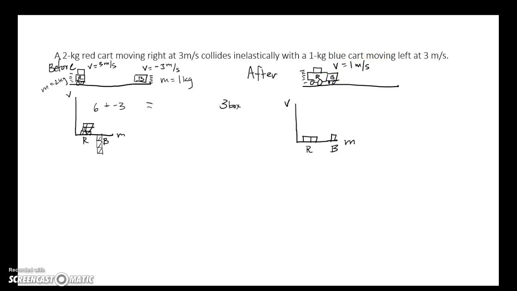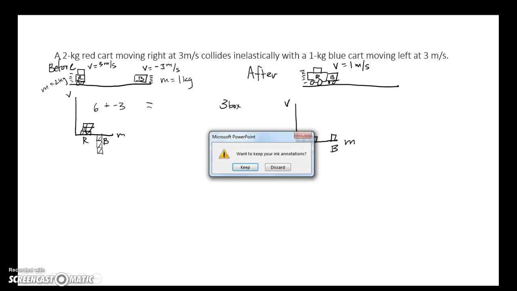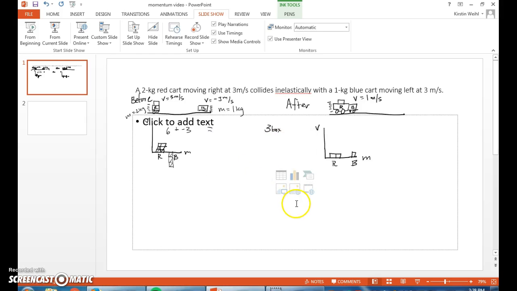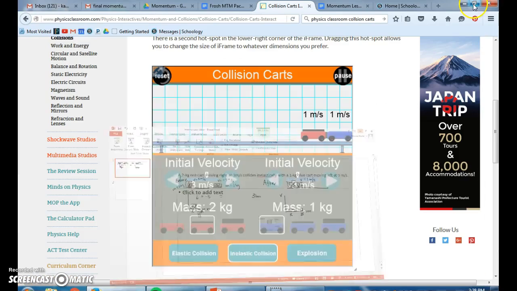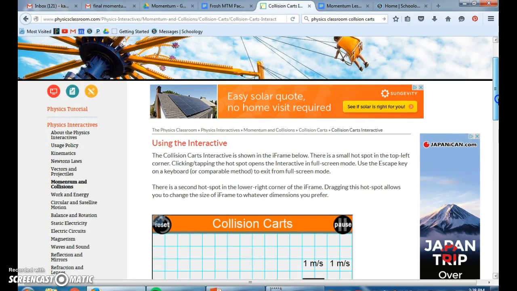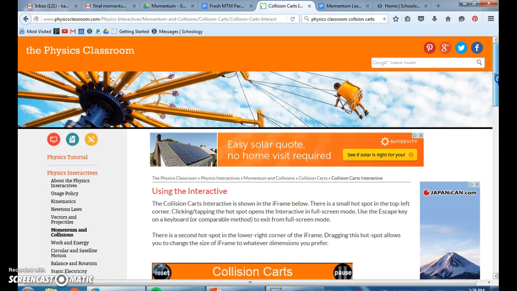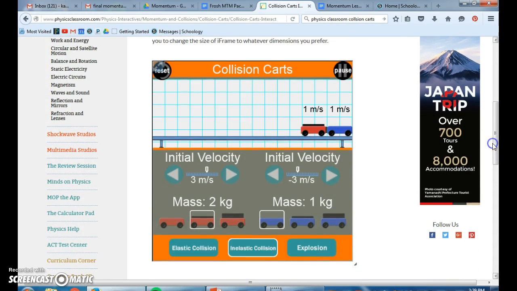So let's take a look whether or not this is what we would see in the actual simulation. So what I'm going to have you do is I'm going to escape this here, and I'm going to go into my website that I have linked for you and scroll down to where it says collision carts. And I can manipulate these masses and so forth and the velocities to represent what I wanted.